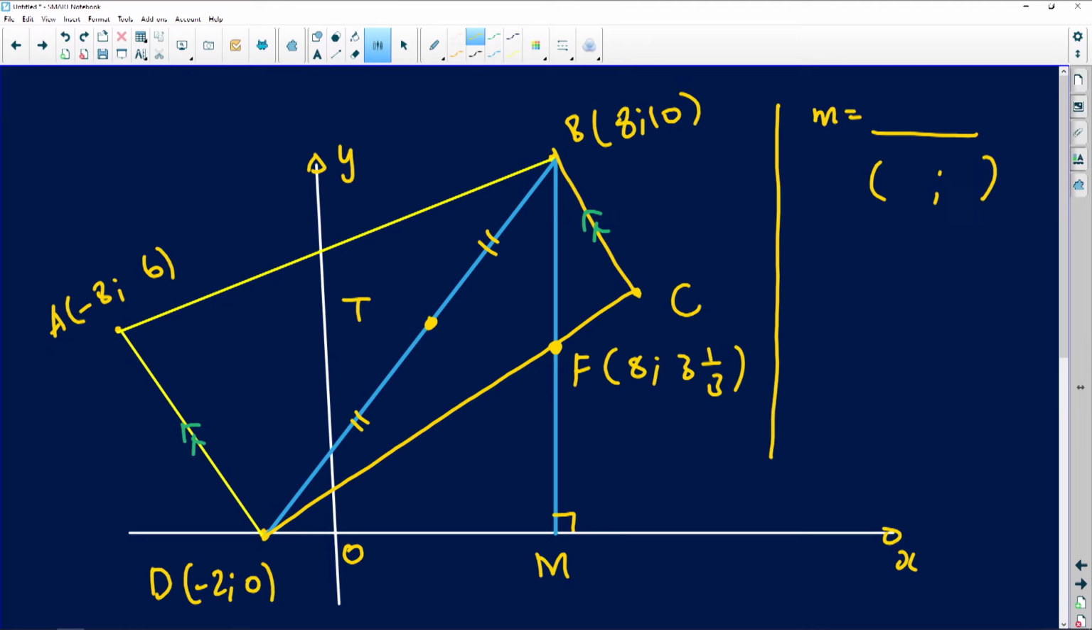These are the ingredients that are necessary for you to find the equation of the line. So fortunately, we do have point B. I'm going to use point B to find the equation of BC, and the coordinates are simply 8 and 10. But the gradient I don't have. I don't have the gradient of BC.